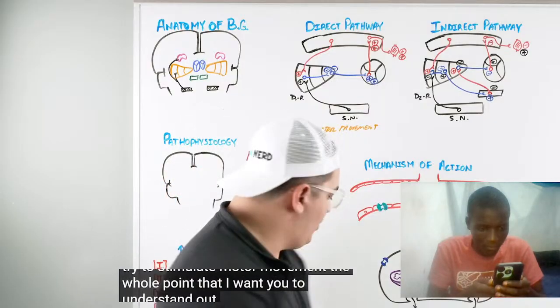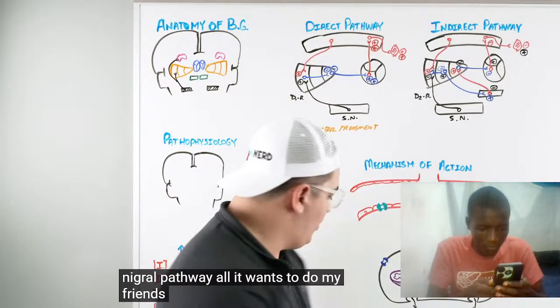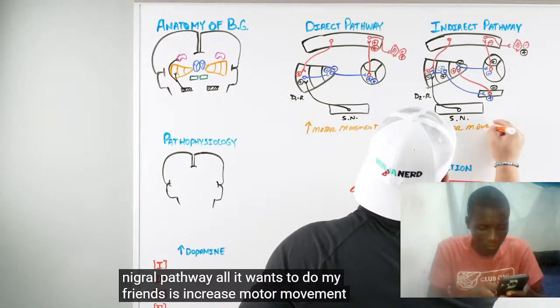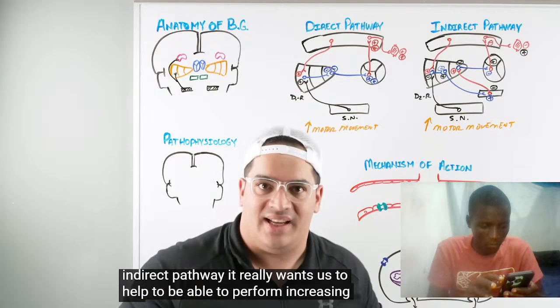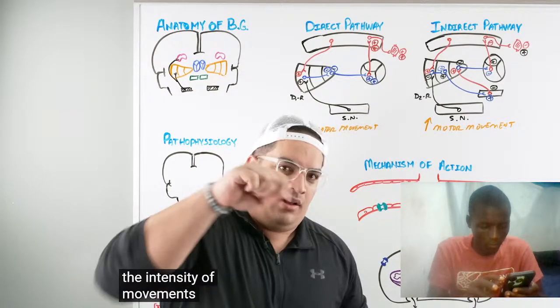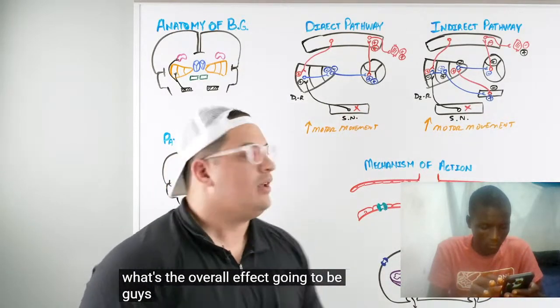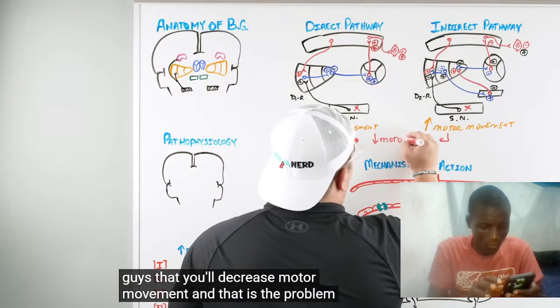The whole point that I want you to understand out of this is that the nigrostriatal pathway, all it wants to do, my friend, is increase motor movement, whether it be on the direct pathway or indirect pathway. It really wants to help us perform increasing the intensity of movements. Imagine a patient has Parkinson's disease now. You destroy these substantia nigra neurons. If you destroy these neurons, what's the overall effect going to be, guys? That you'll decrease motor movement. And that is the problem with this particular disease.